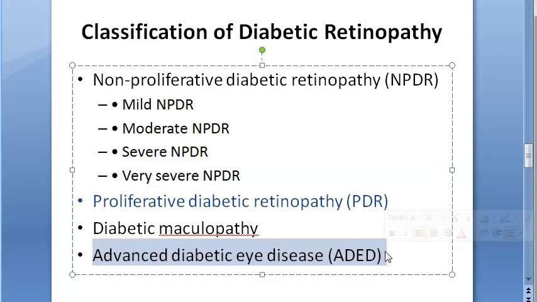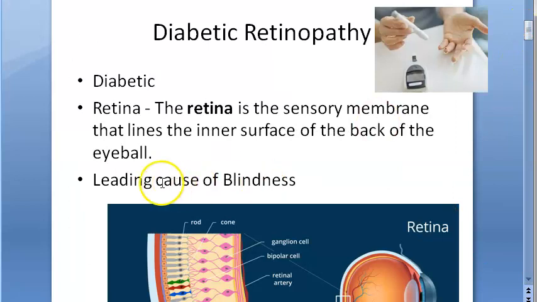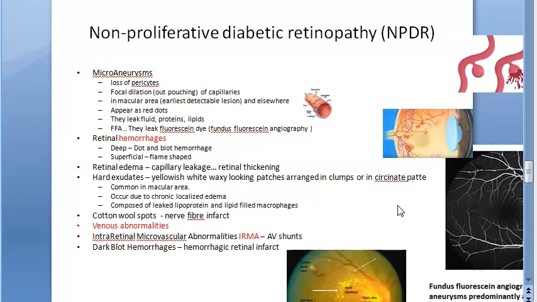So here the complications will be persistent vitreous hemorrhage, hemorrhage in the vitreous, right? Tractional retinal detachment can happen. Neovascular glaucoma can happen, right? So you know that diabetic retinopathy is one of the leading causes of blindness. So in this video, we have looked at the non-proliferative diabetic retinopathy. In the next video, let us look at the proliferative diabetic retinopathy, guys.